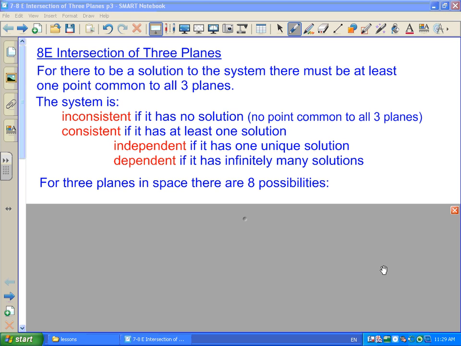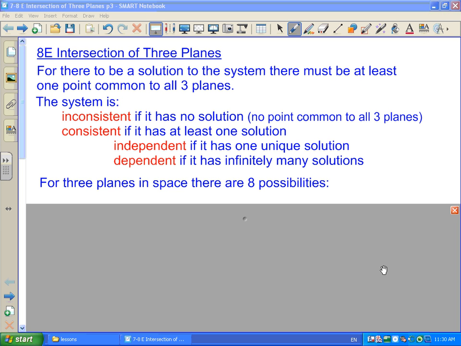We're working on some stuff here out of Unit 7-8, Box E. We're going to look at the intersection of three planes today. And before we even start looking at three planes, we're just going to talk a little bit about what it means for there to be a solution to a system of three planes.